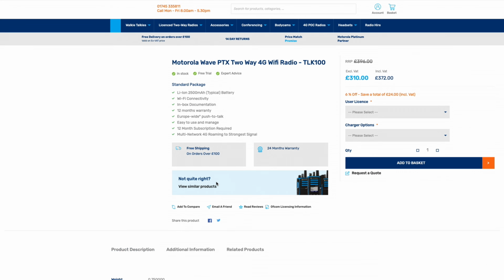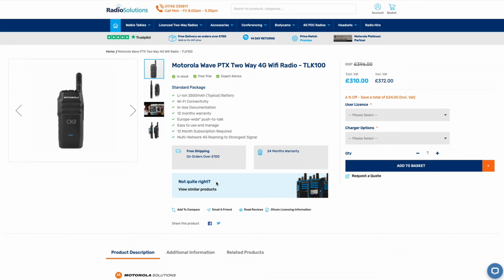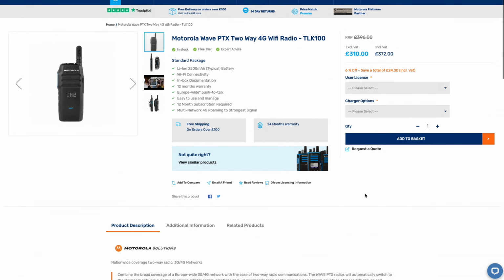The TLK 100 costs £350 for the radio, but of course remember, you're hopping onto a mobile operator's network, so they will ask for a subscription for that. So you will have an ongoing cost related to that. Now this could put some users off, but I think if radios are critical to your business, it's not a high cost, and if deployed correctly, it can easily be made back through improved efficiency and better communication.